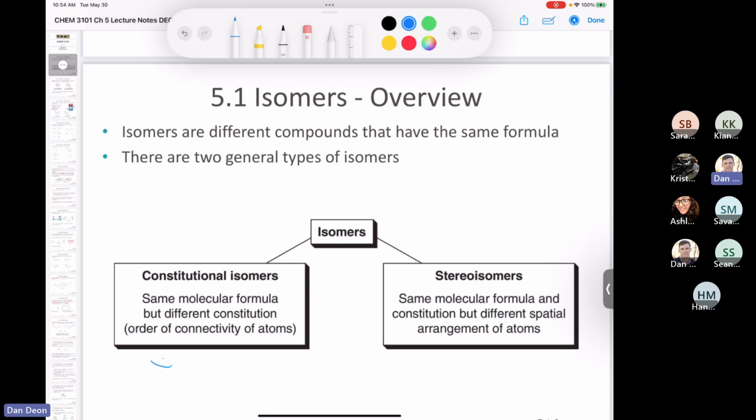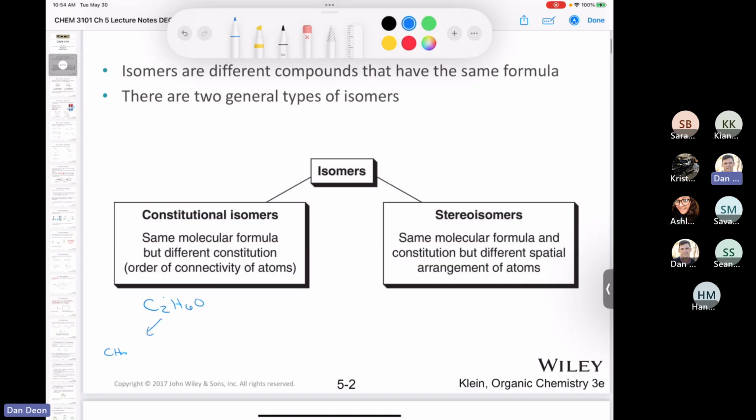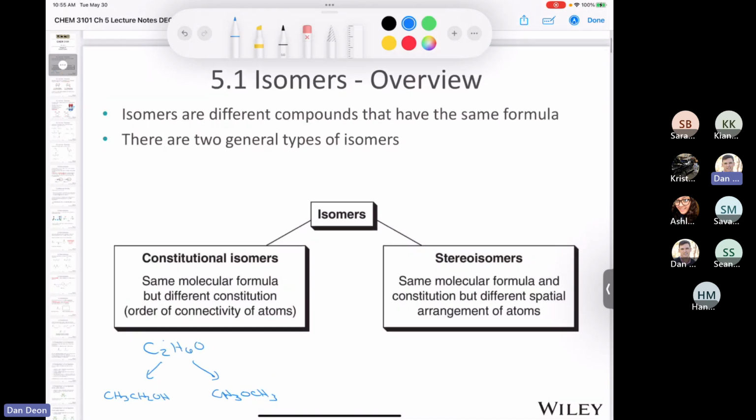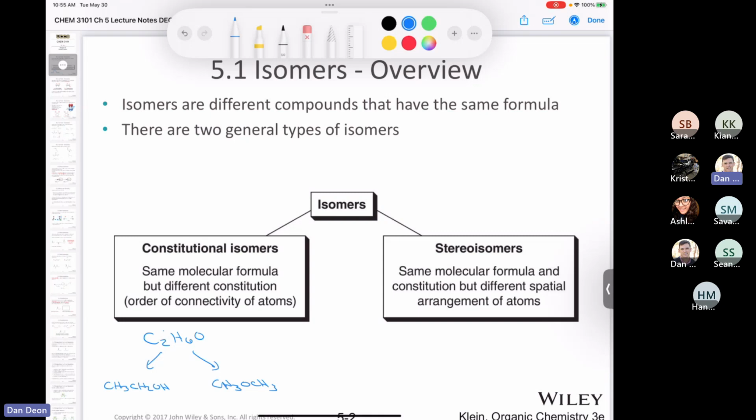Like, for example, let's say we have something like C2H6O. There's two ways to connect that. We could either make ethanol, which is CH3CH2OH, or we could make dimethyl ether, which is CH3OCH3. These are two very different compounds with different boiling points, different melting points, etc., but they have the same molecular formulas. It's just the way that the atoms are connected together that makes them different molecules.